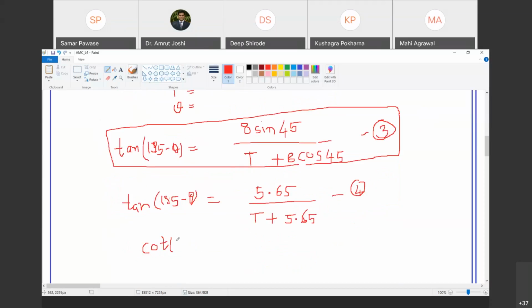Sir, the reciprocal. Correct. This becomes reciprocal of this. So it becomes (T plus 5.65) divided by 5.65. Are you with me? Yes, sir. Agreed? Yes, sir. Let me call this as equation number 5. This is equation number 5.